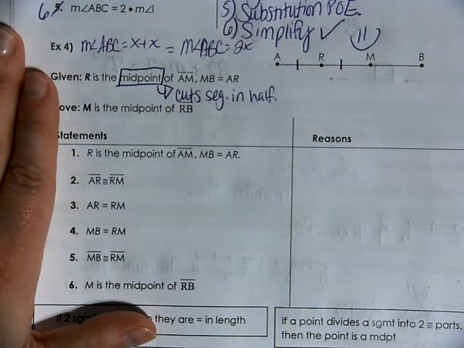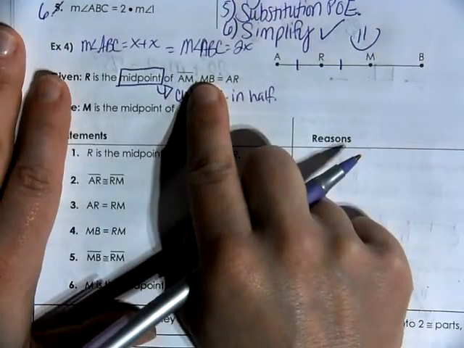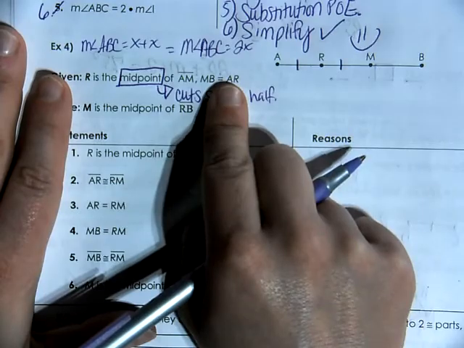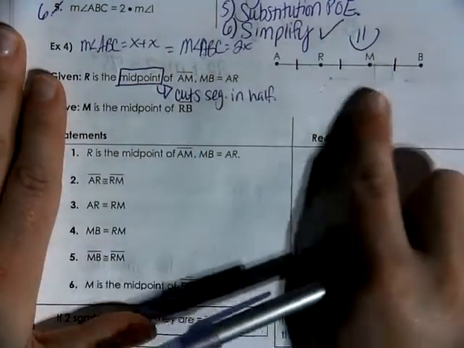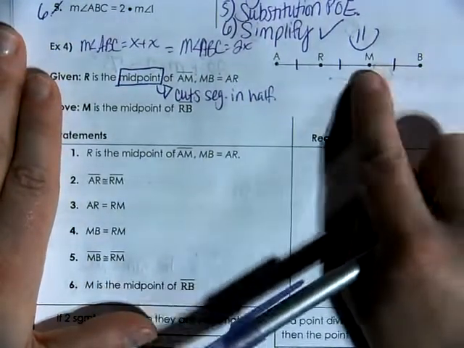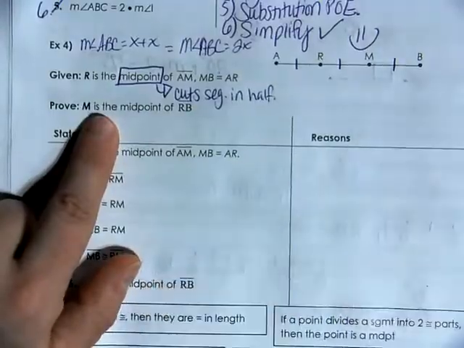And what we also are given is that segment MB and segment AR have the same length. They are equal in length. So therefore, if RM and MB are equal in length, we want to prove that M is the midpoint of RB.